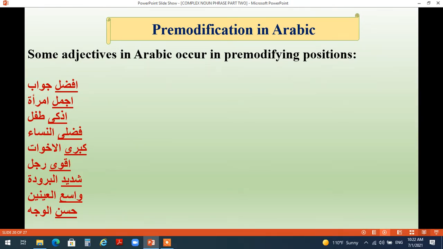مثلا نقول أفضل جواب. لاحظ أنه أفضل is an adjective which has been used as a pre-modifier لأنها سبقت الاسم. أجمل امرأة، نفس الحالة لدينا أجمل هي صفة وجاءت قبل الاسم. أذكى طفل، فضلى النساء، كبرى الأخوات، أقوى رجل، شديد البرودة، واسع العينين، حسن الوجه، كلها عبارة عن صفات سبقت الأسماء. فإذا كانت لدينا هذه الحالة بأن نجد صفة تسبق الاسم then we will say this adjective is used as a pre-modifier.